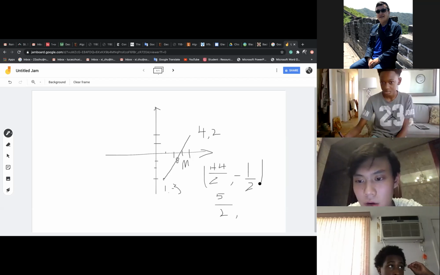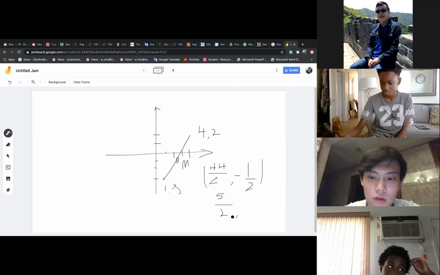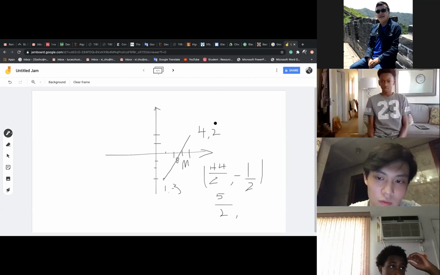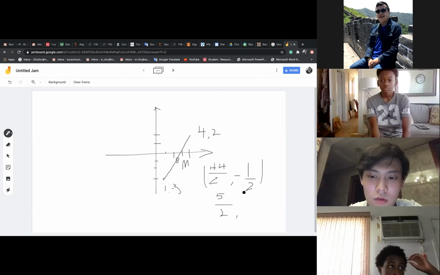-1/2. So in the test, when they ask you to find the midpoint, you just add the x values together and divide it by 2, and add the y values together and divide it by 2. So here's the coordinate for that.